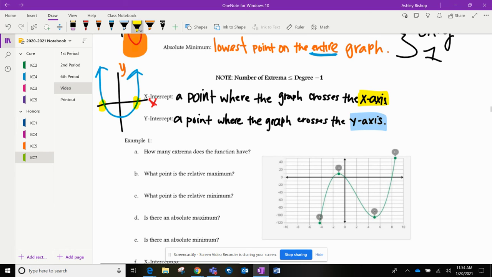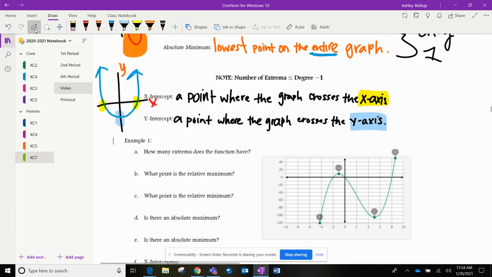And then likewise, we have the y-intercept, which is where your graph, my blue graph, is going to cross my y-axis, which is my axis that goes up and down. So that's going to happen about right here. All right, and I would have numbers. In a real example, I would have numbers so I can tell you exactly what point that happens at.